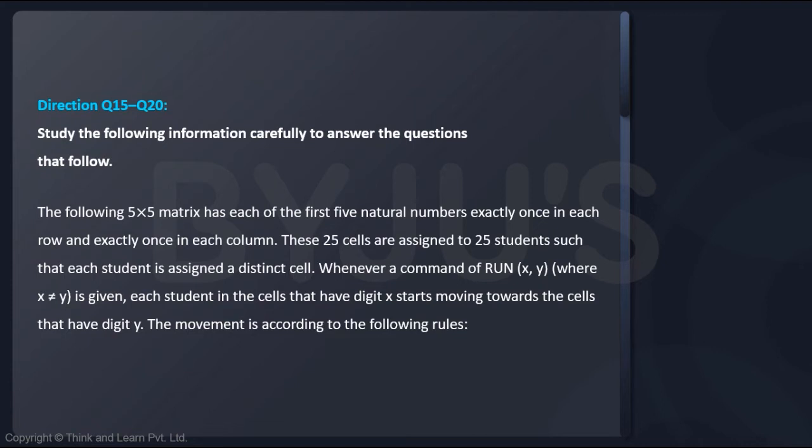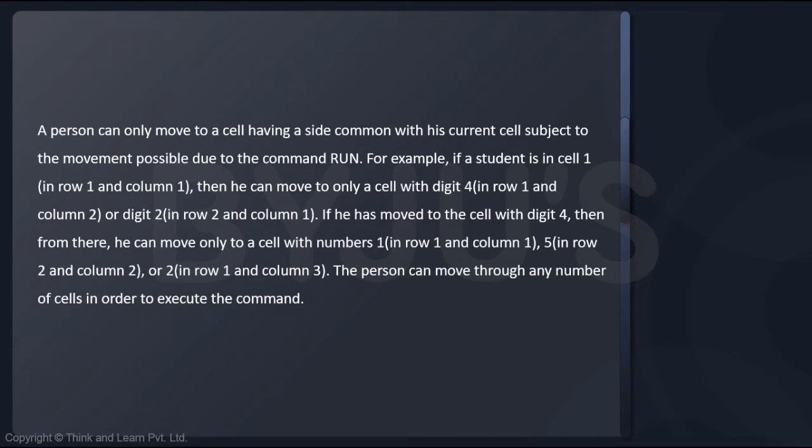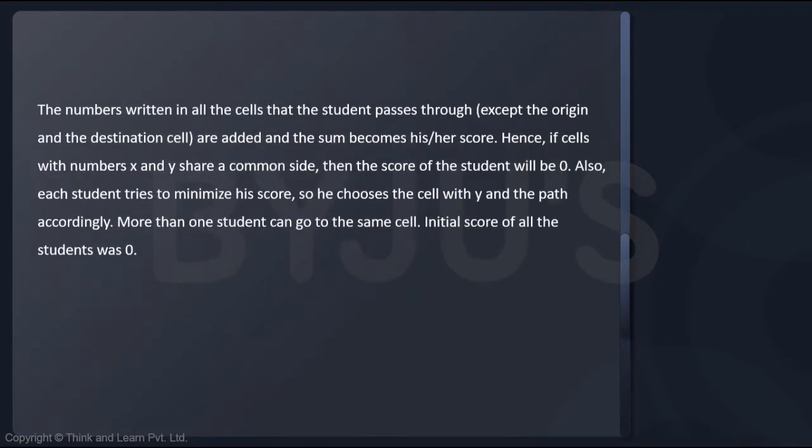So let's understand what is being given here. So we have a 5 by 5 matrix in which there are numbers given here, and every number has a student standing there. So if you run a command x comma y, the student from the cell x will go to the cell number y. So let's take an example to see what happens.